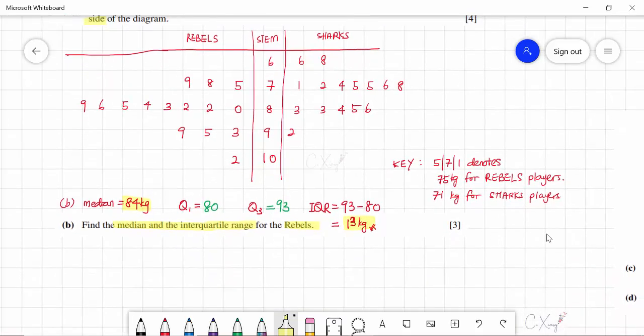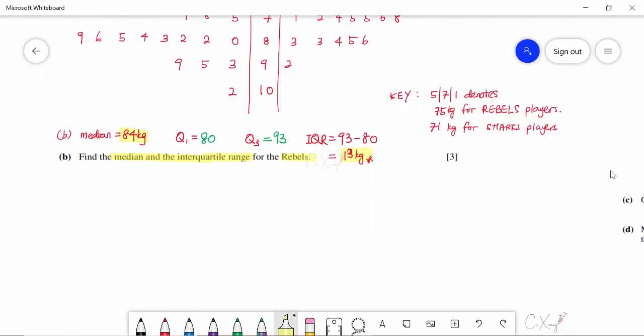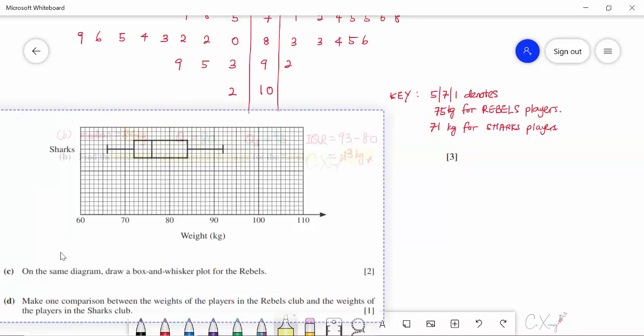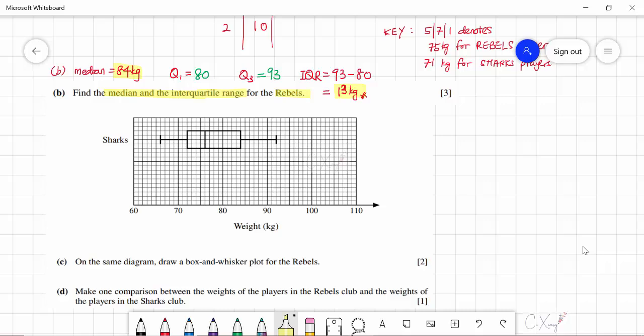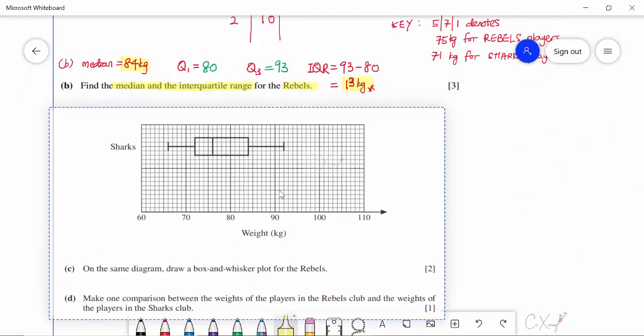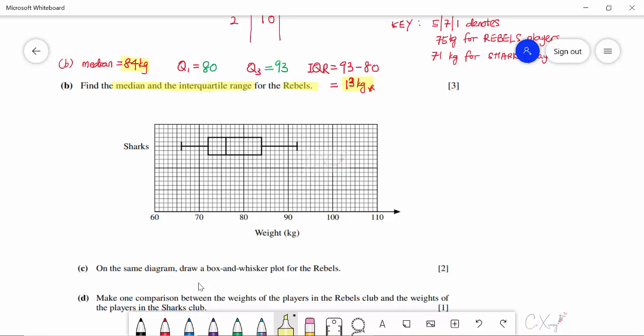Okay, so next, let us proceed to part C. For part C, they want you to sketch the box and whisker plot. Draw a box and whisker plot for the Rebels group on the same diagram here. Of course you already have the median, which is Q2, Q1, and Q3. All of this you need to put in the box and whisker plot later, and you still need to find out the maximum and minimum values.